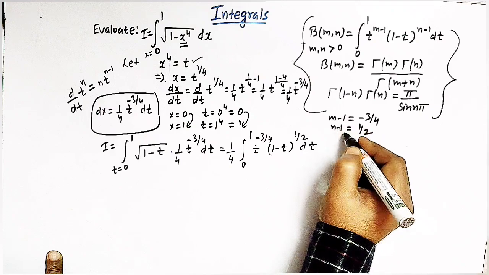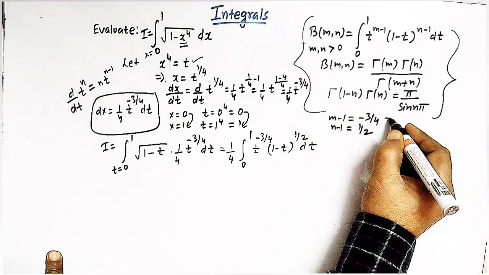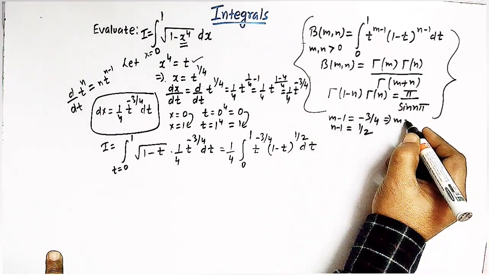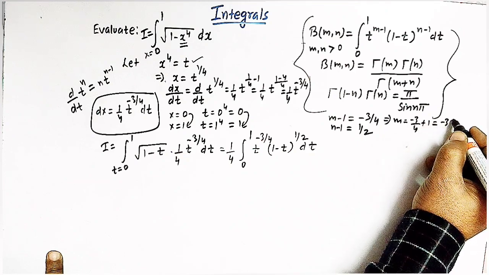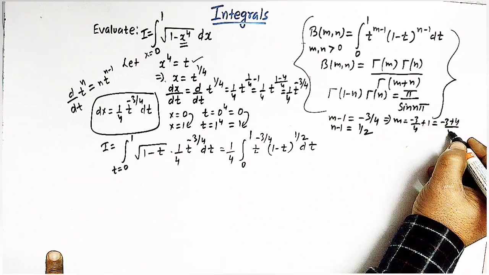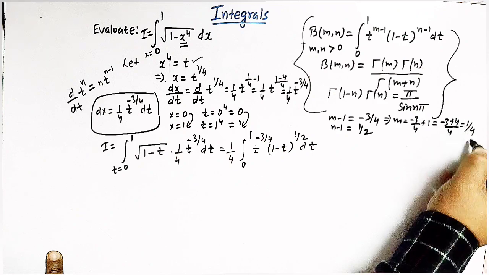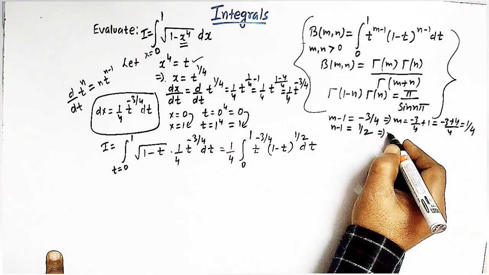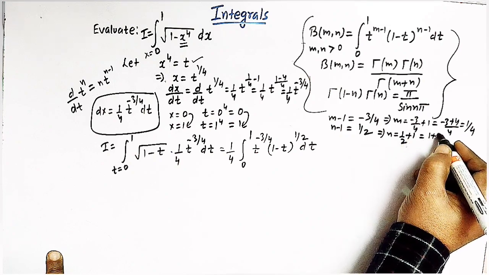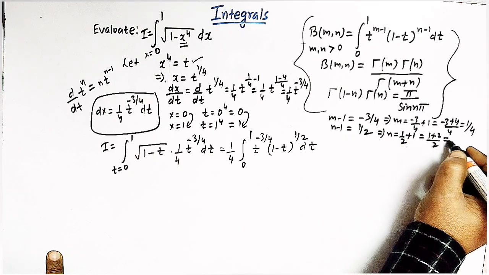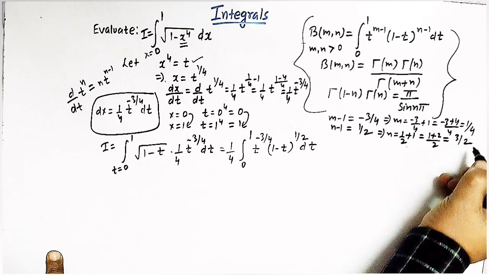So solving these two equations for m and n, from here we can write m is equal to minus 3 by 4 plus 1, that is minus 3 plus 4 over 4, that is 1 over 4. From here we can write n is equal to half plus 1, that is 1 plus 2 over 2, that is 3 over 2, right?